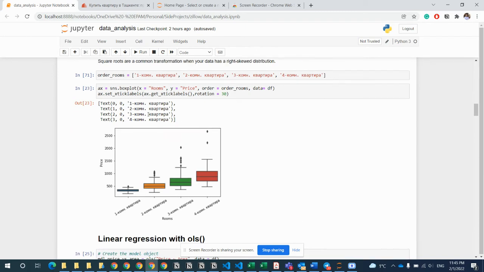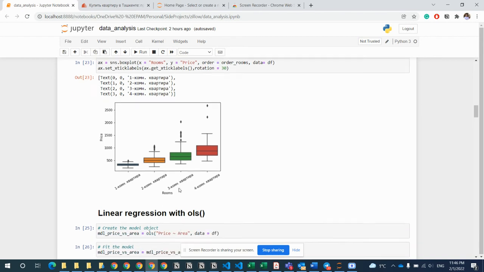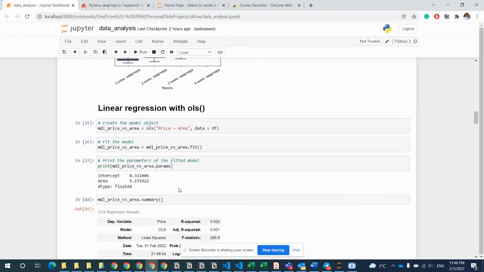What I did was I just wanted to see how apartments with different number of rooms are distributed. Here is the plot showing, obviously, the apartments with the higher number of rooms. Apartments with 4 rooms have higher average price than the apartments that have a lower number of rooms, etc.